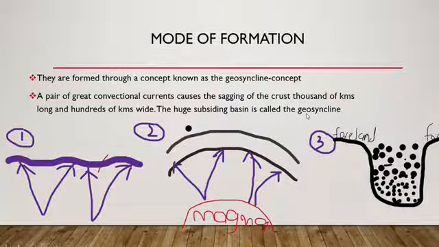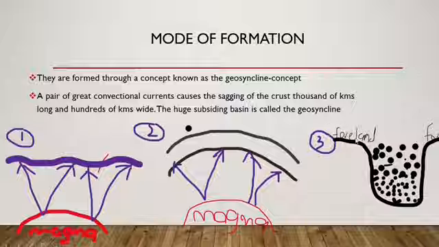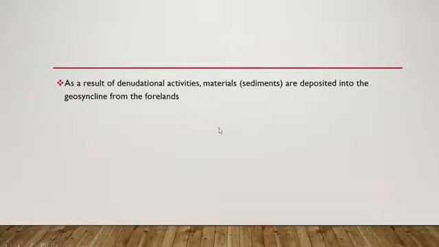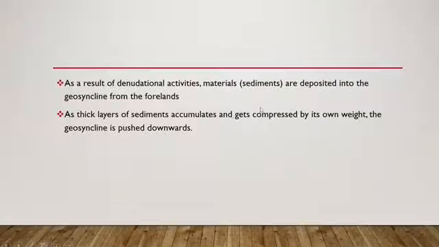Now after the geosyncline has been formed, erosion or denudational activity will bring materials from the foreland into the geosyncline. So we have the foreland here. These are the foreland, one here, the other one here. Now materials will be washed from the foreland into the geosyncline. Compaction will begin to take place. So sedimentation and then compaction or cementation will begin to take place. And then continuous accumulation of sediment within the geosyncline will cause it to form what we call sedimentary rocks. Are we okay with that?